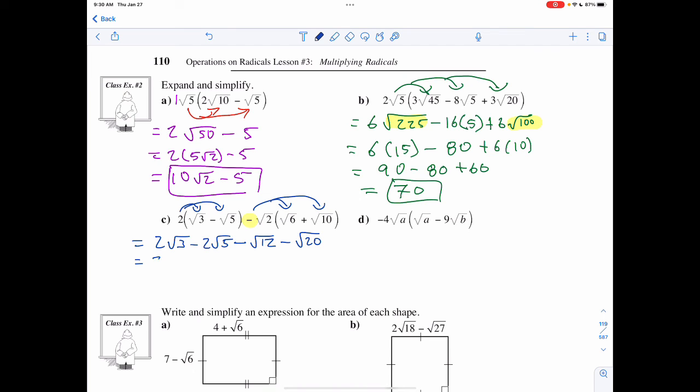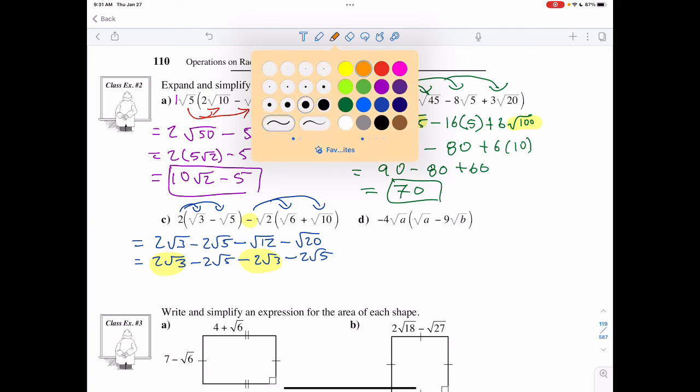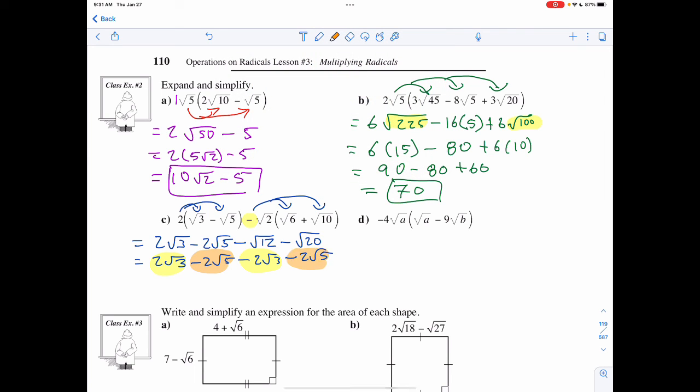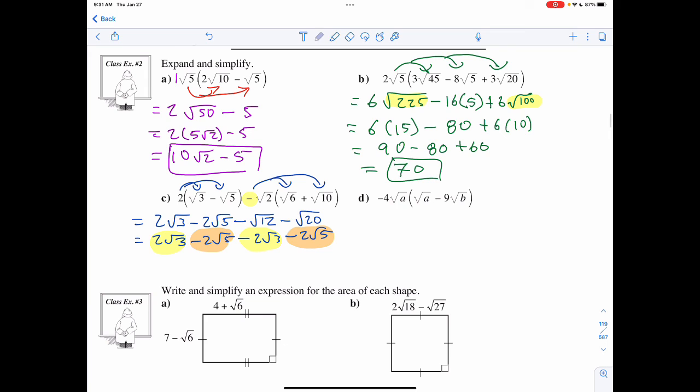I'm going to simplify down all the ones I can, so the first 2 can't be simplified. But the square root of 12 is the same as 2 root 3, and the square root of 20 is the same as 2 root 5. And then I'm going to combine my like terms. Root 3 with root 3. Root 5 with root 5. The root 3's actually cancel each other out. Positive 2 root 3 and negative 2 root 3 means I'm left with 0 root 3's. But the negative 2 root 5 and the negative 2 root 5 leave me with negative 4 root 5's.